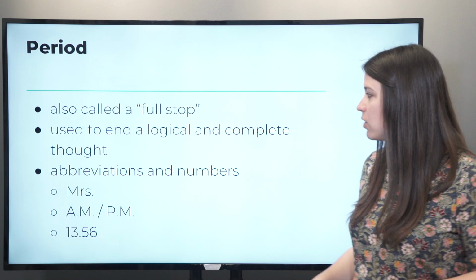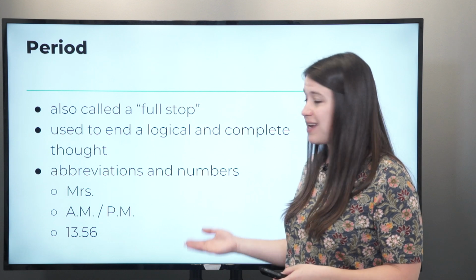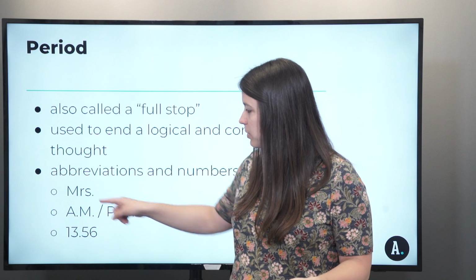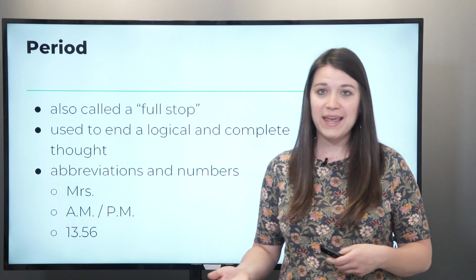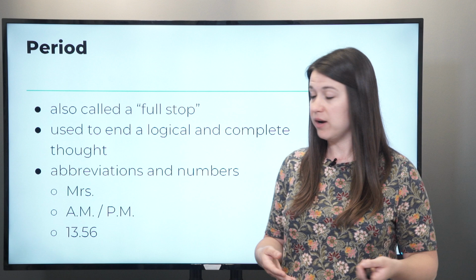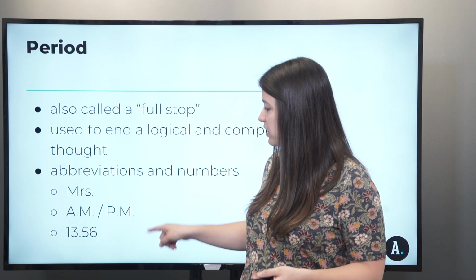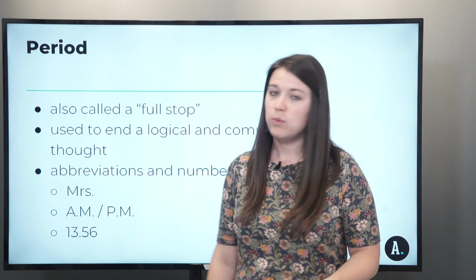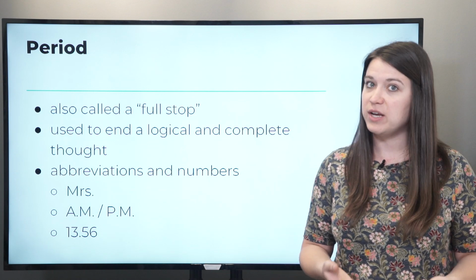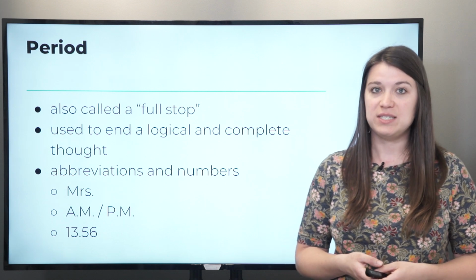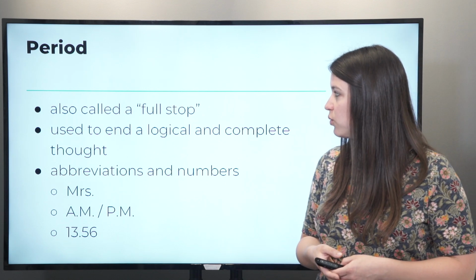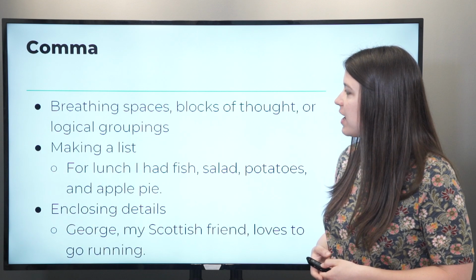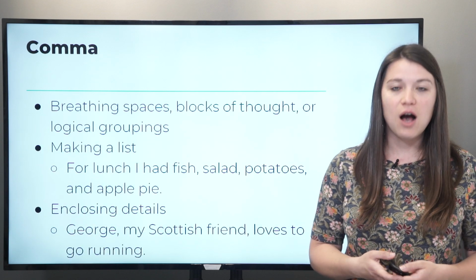Okay, periods can also be used for abbreviations and numbers. For example, Mrs. here, this is an abbreviation, so we put a period at the end. Or AM or PM, which means morning or evening, we have a period between the two. Or for example, with numbers like 13.56, we can also say point instead of period when we're using numbers, and we use this here to stand for a decimal.